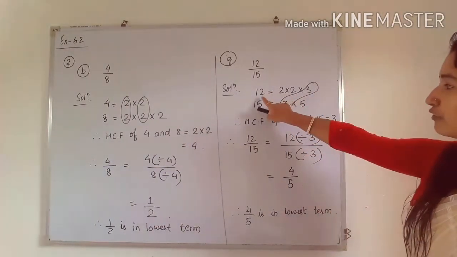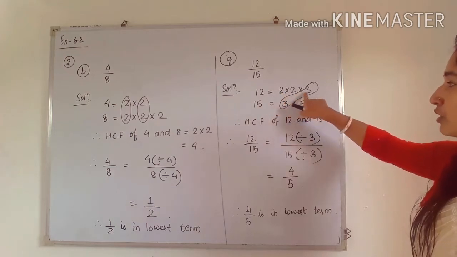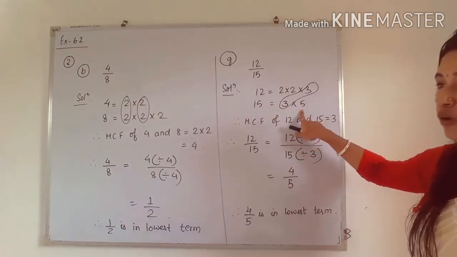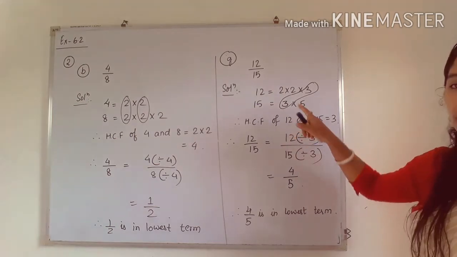First of all, the prime factorization of 12 is 2 into 2 into 3. And similarly the prime factorization of 15 will be 3 into 5. Already we have done how to do the prime factorization.